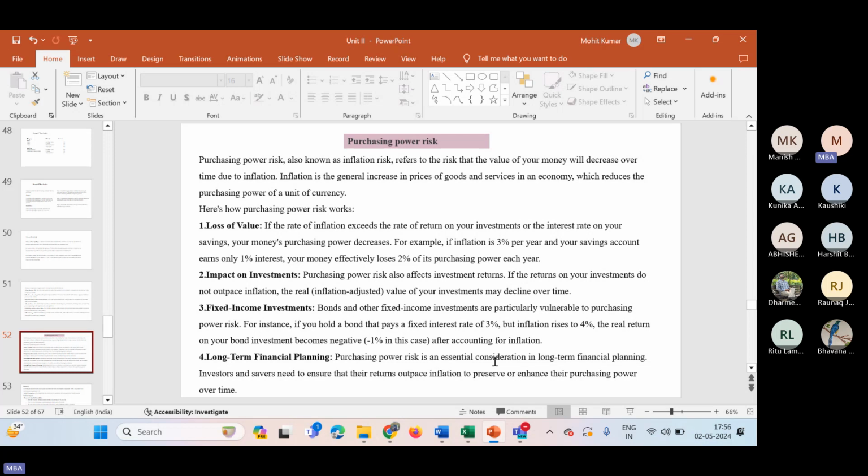First of all, it will show the loss of value. Suppose the rate of inflation is higher than the return on the investment you are investing in, or the interest rate you are going to get on your savings, it means your purchasing power is reducing. Suppose the inflation is 3%, 4%, or 5% per year. In case of 3%, your savings account is giving you only 1%. Your money is effectively losing 2% of its purchasing power every year. So suppose you have invested 100 rupees in savings.